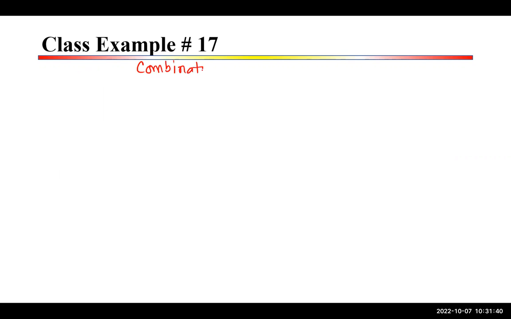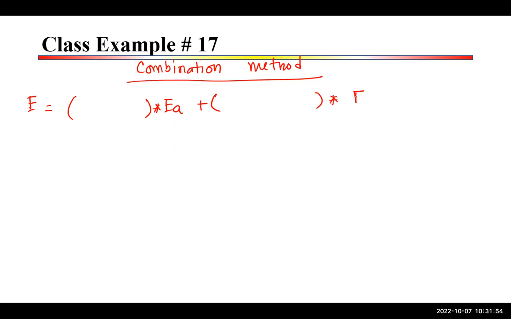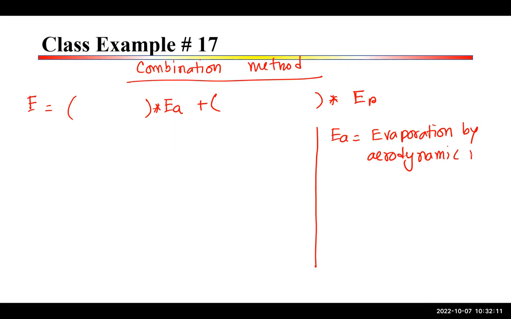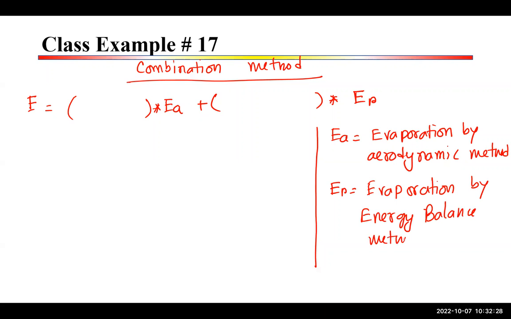Combination method. So E equals some weighted factor multiplied with EA, the evaporation by aerodynamic method, plus another weighted factor multiplied with ER, the evaporation by energy balance method. Okay.